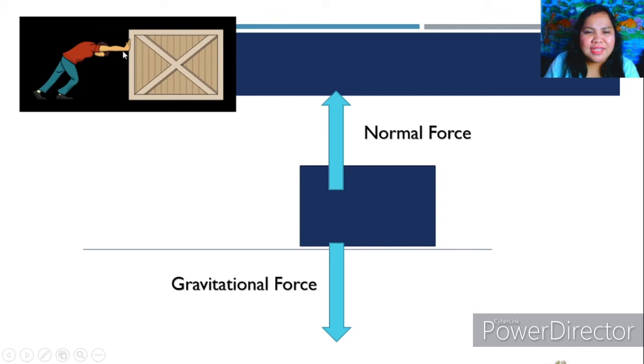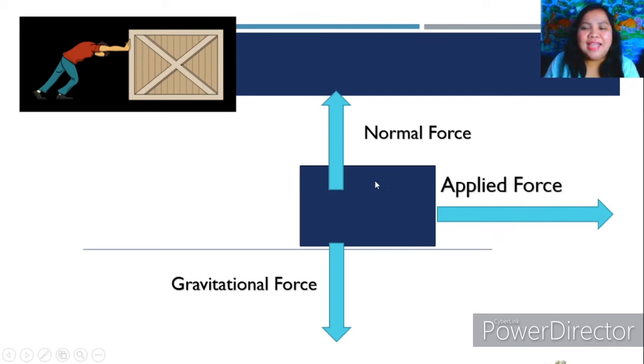And then as you can see, the man is pushing the box. It is being pushed towards the right. So that is applied force. It is using applied force. Remember, we call them muscular force. Okay? And aside from the applied force, there is one force present.